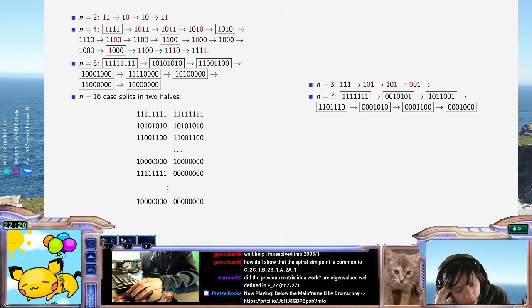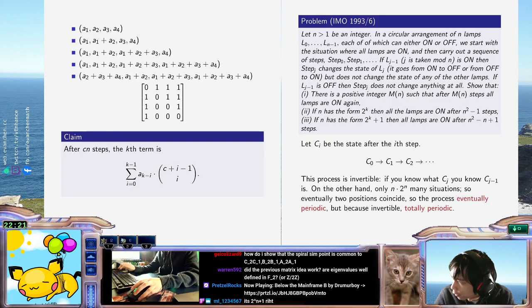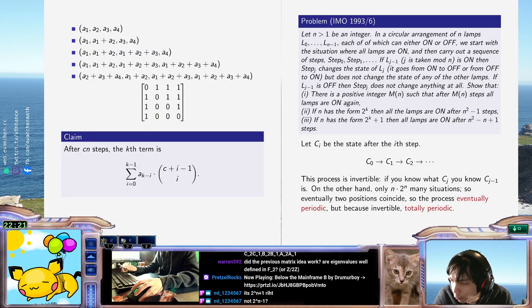Did the previous matrix idea work? I didn't pursue it because I didn't see how it was going to help. The problem with the matrix is the same problem that you had, which is this column sucks. The reason this problem isn't just dying to fancy stuff is because this column is not nice.